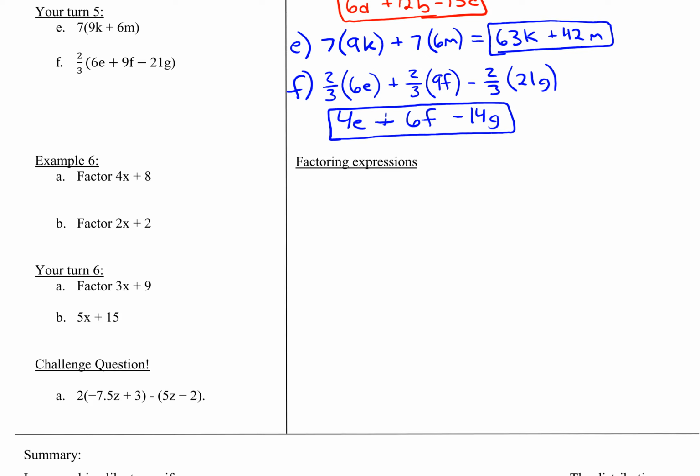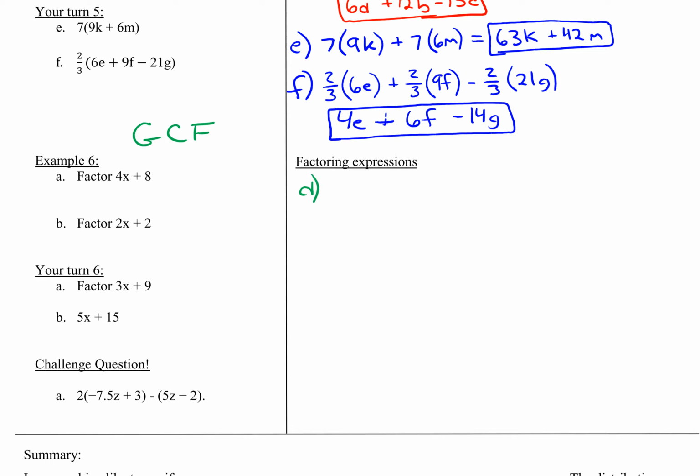Finally, let's look at factoring. Factoring is the opposite of distributive property. Instead of multiplying through, we want to pull out a greatest common factor, or GCF. Okay? And that greatest common factor is going to go on the outside of our parentheses, and then we'll divide through. So let's look at A here.